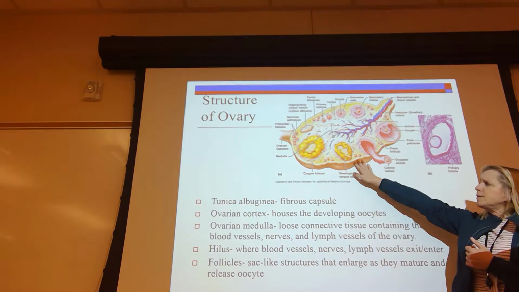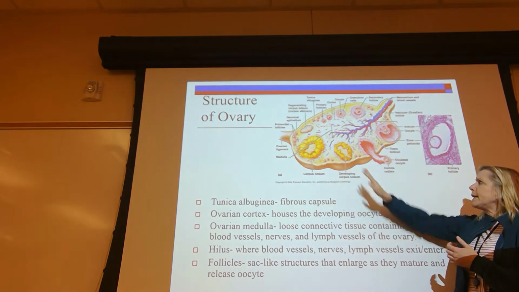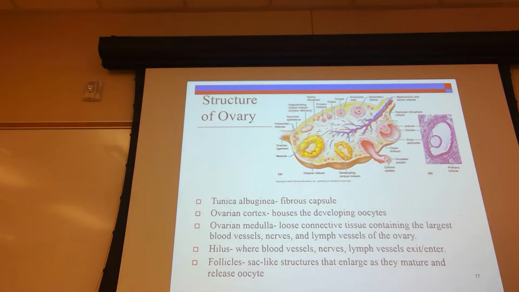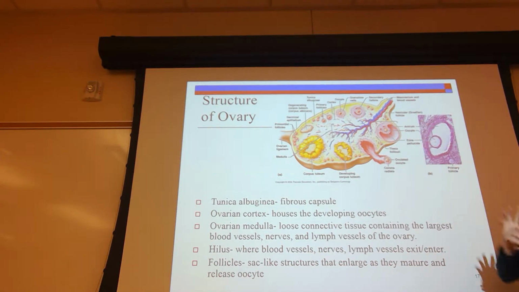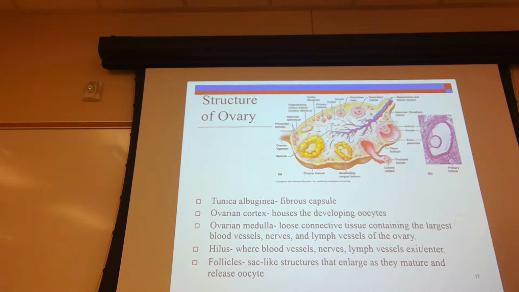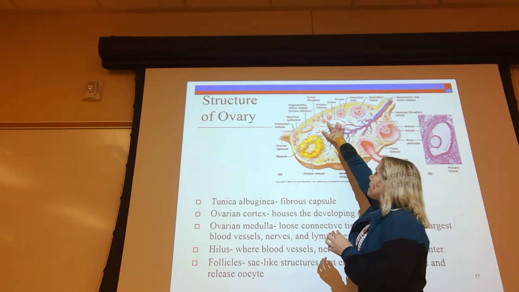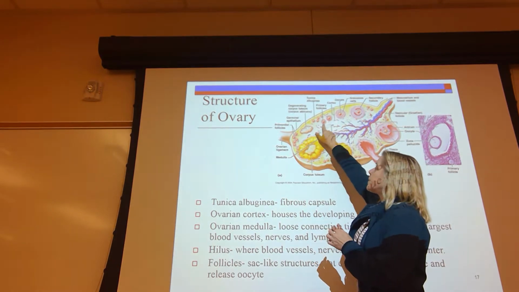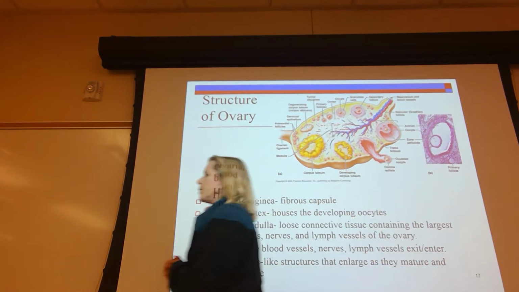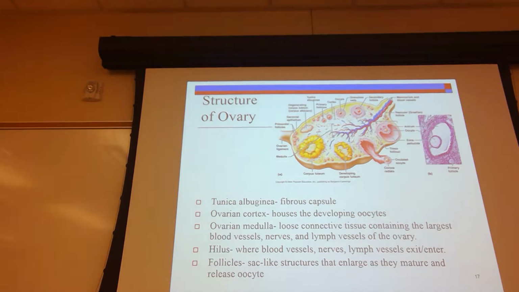Just like with the testes, we see an outer white layer, the tunica albuginea, a hilus, where we have blood vessels and nerves and lymphatic vessels entering or exiting. And the follicles, like I said, are going to be these cells surrounding the oocyte. The oocyte is the gamete. The follicles are support cells that will help the oocyte start to mature.